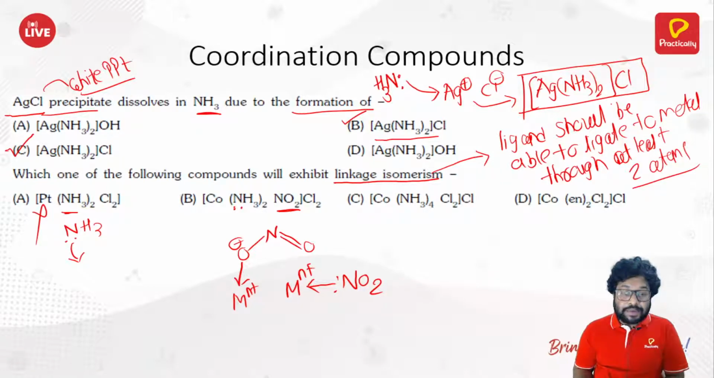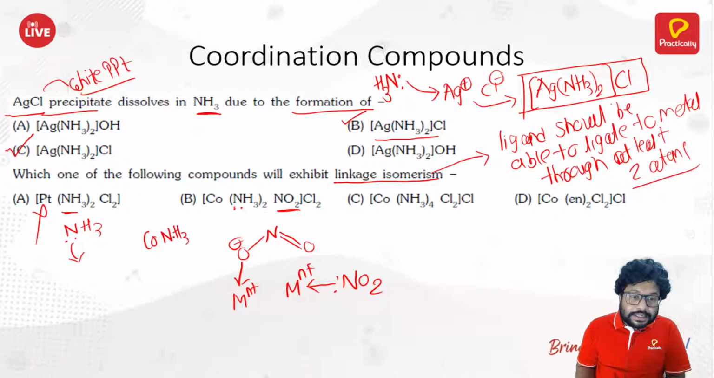That means in one compound, the compound will be ligated to a metal. The metal is cobalt here. So in one compound, cobalt will be ligated through nitrogen, and in another compound, it will be ligated through oxygen. So if it is ligated through nitrogen, how do you represent it? [Co(NH3)5(NO2)]Cl2. Okay. And if it is ligated through oxygen, how do you represent it?